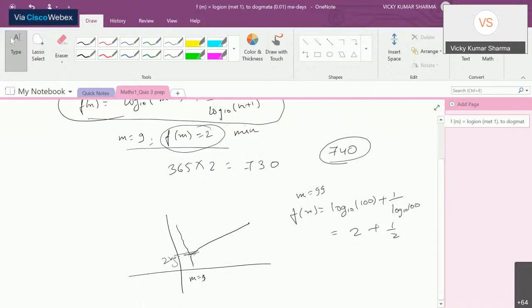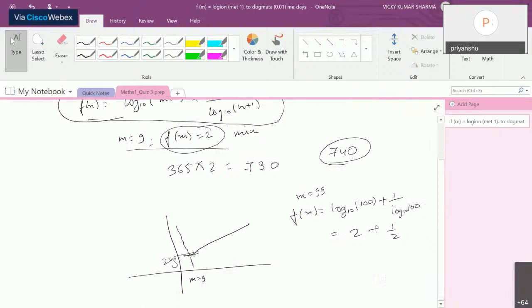Okay, Priyanshu? In the verifying condition, when you're verifying it, substitute the value of x and see if it is greater than 0 or not inside the log functions. If it is, then proceed. Otherwise, no need to proceed.